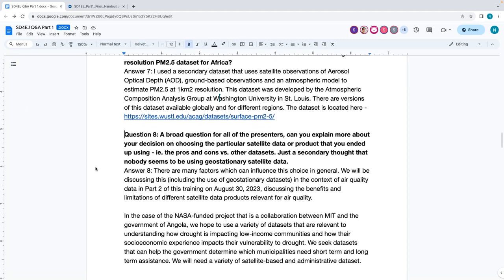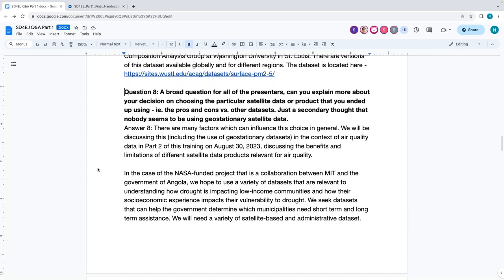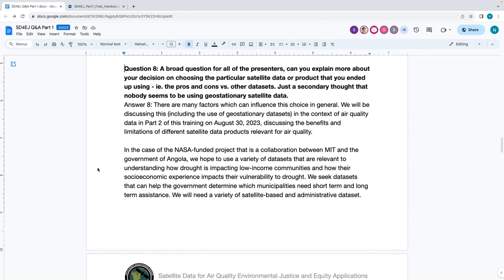Question 8, a broad question for all of the presenters. Can you explain more about your decision on choosing the particular satellite data or product that you ended up using? Pros and cons versus other data sets, and a secondary thought that nobody seems to be using geostationary. I'd love to open it up to some of our guest presenters, if you'd like to speak to why you chose a particular satellite data set over another.